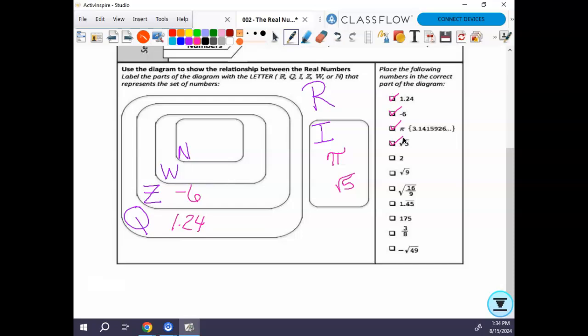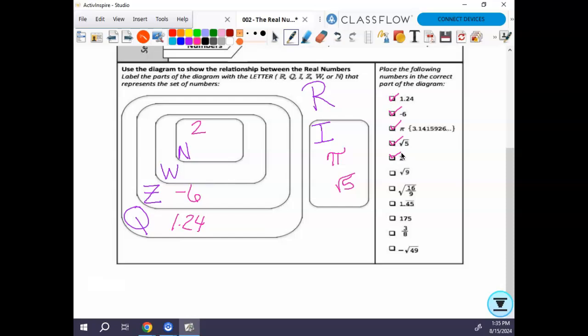All right. Where do you think you would put 2? Okay. It's an integer. It's a whole number. Is it a natural number? Yes. So although it fits in all these categories, the most specific one is a natural number. So that's a 2.